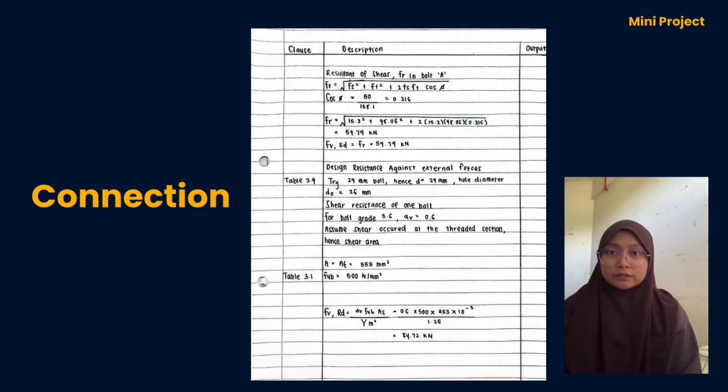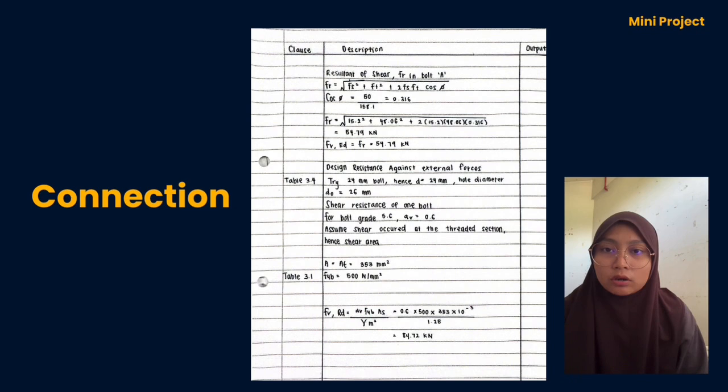Now, we find the resultant shear force in bolt A. We use the vector formula Fr equals the square root of Fs squared plus Ft squared plus 2 Fs Ft cos theta, with cos theta equal to 0.316, so Fr is equal to 54.79 kN. So the design shear force acting on the bolt is 54.79 kN.